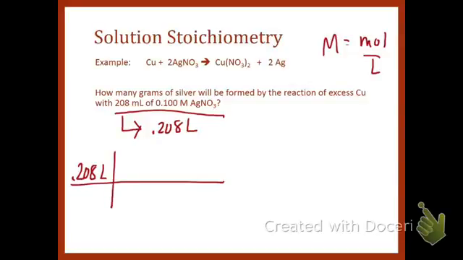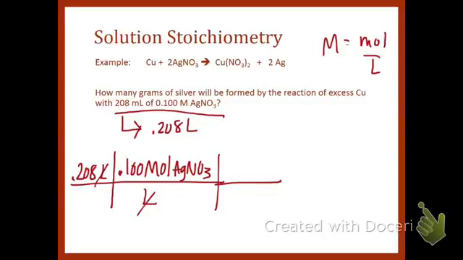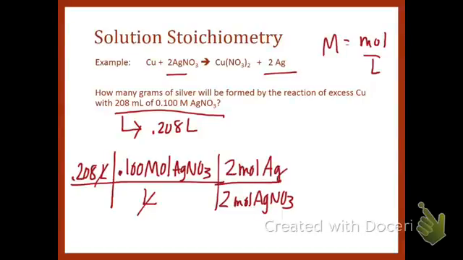And then I'm going to multiply by the molarity that they gave me, which is 0.100 moles of AgNO3 over liters. So that cancels out my liters. Now that I'm in moles of silver nitrate, I can use the mole ratio from the balanced equation. So from the balanced equation, I need 2 moles of silver nitrate, and it produces 2 moles of silver because that's what it's asking for. So I can cancel out moles of silver nitrate.